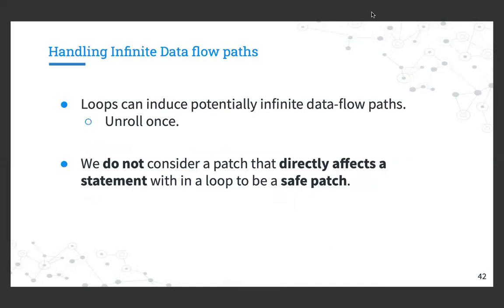However, enumerating all the data flow paths becomes tricky in the presence of loops because loops induce potentially infinite data flow paths. To handle it, we use unrolling. Specifically, we unroll loops once. Furthermore, this gives us a challenge for patches that directly affect the statements which are within a loop. So to handle this, we consider all the patches that directly affect a statement inside the loop to be unsafe. Basically, we do not handle those patches.